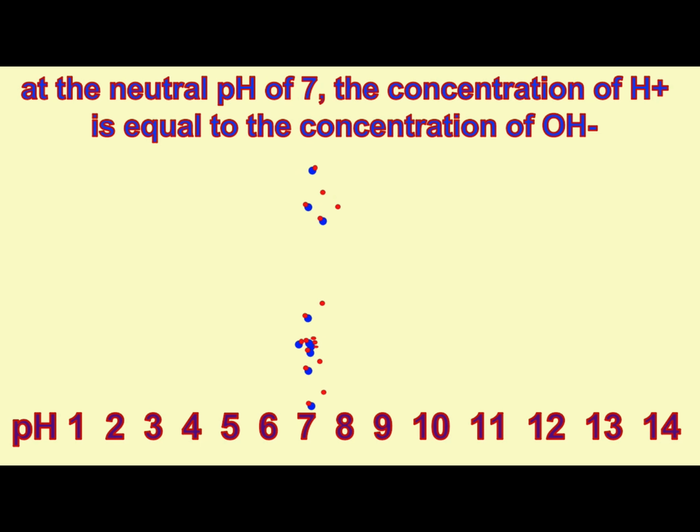And if one were to measure how many of each there are, it would be 0.0000001 moles per liter, which is 10 to the minus 7th moles per liter, which we write as pH 7, taking the negative log.